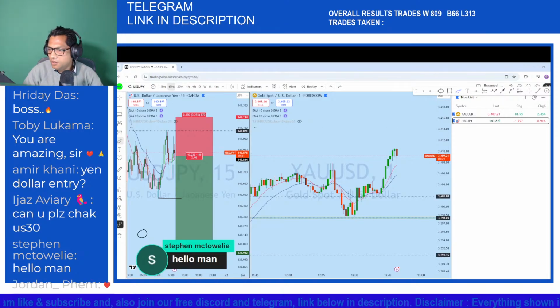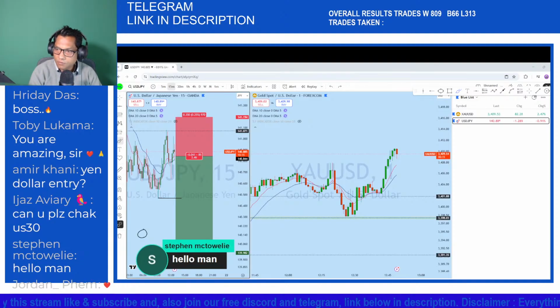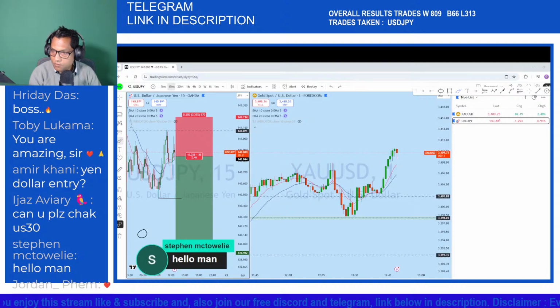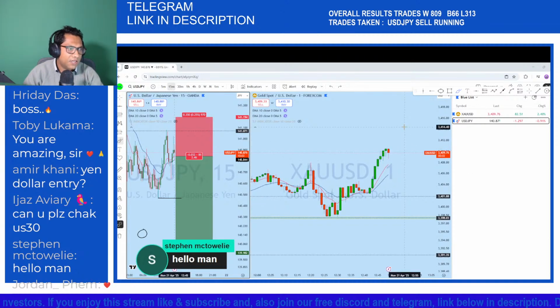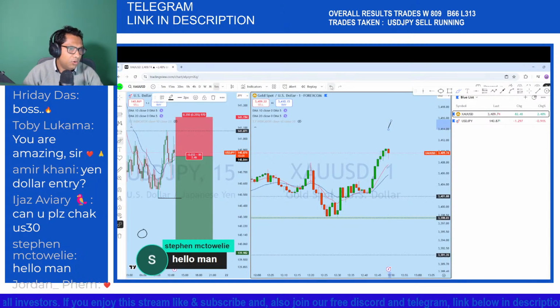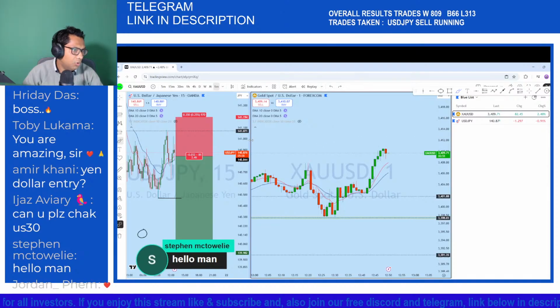Let it be running while we are looking at XAUSD as well, to see if there is any trade here. So here we have run USDJPY by a market trade, while we are looking for any entry on gold.